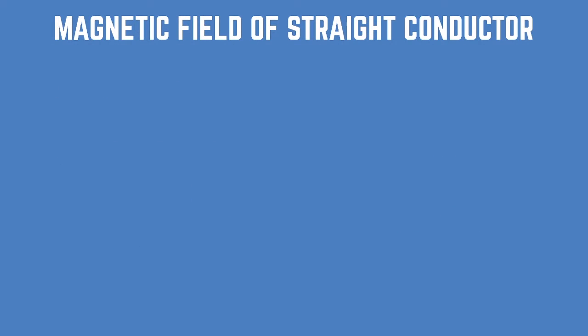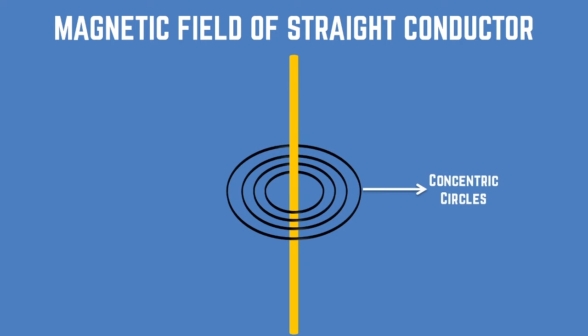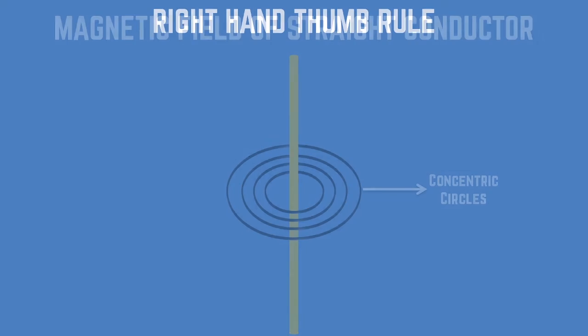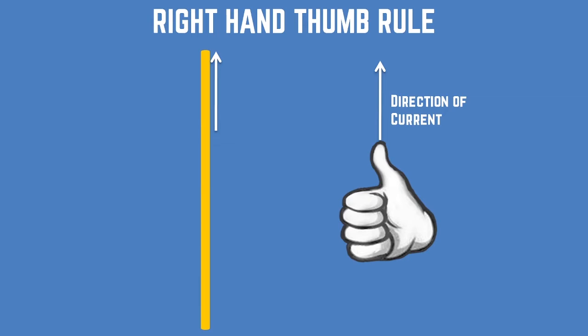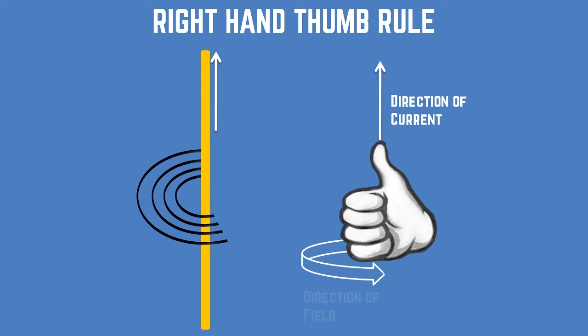When current is passed through a straight conductor, a magnetic field in the form of concentric circles is formed around it. The right-hand thumb rule is used to determine the direction of the magnetic field. When the thumb points in the direction of the current, then the direction in which the fingers curl is the direction of the magnetic field.